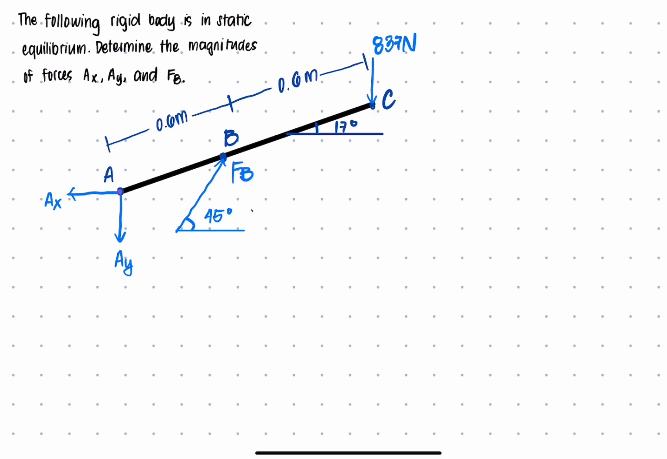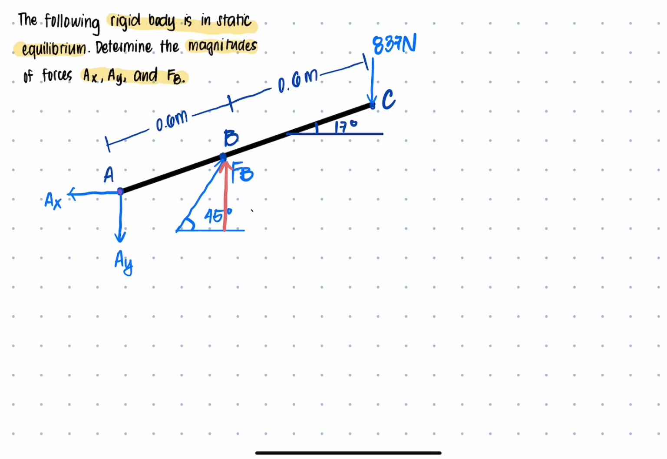Ayan guys, so ito na yung sample problem natin para matesting natin kung nagagamay na ba talaga natin yung concept ng forces and moments. So makikita natin dito, the following rigid body is in static equilibrium. Ang kailangan natin ma-determine ay yung magnitudes ng forces AX, AY, and FB. So just like before, meron tayong diagonal force na nandito. Lalagay natin yung kanyang X and Y components. So, meron tayong component along Y at meron din tayong component along X.